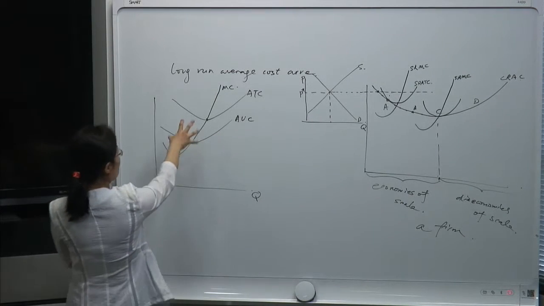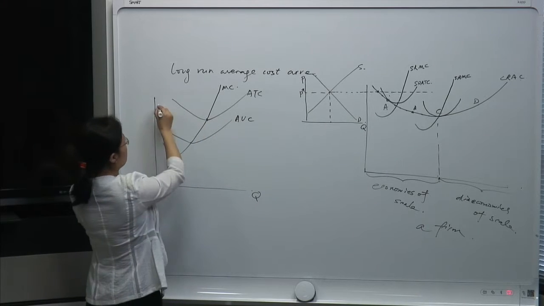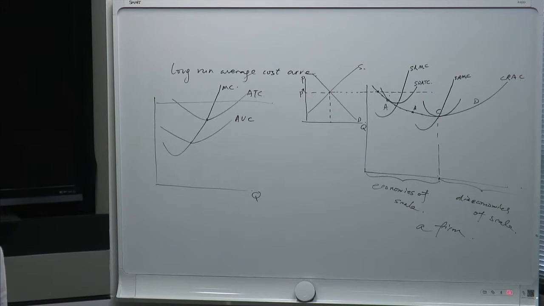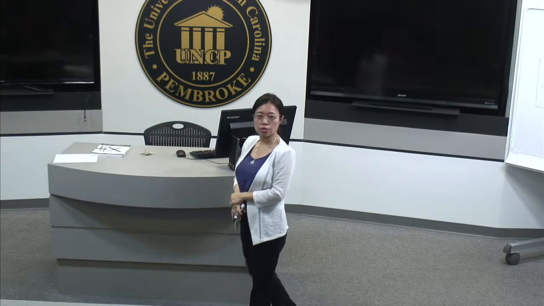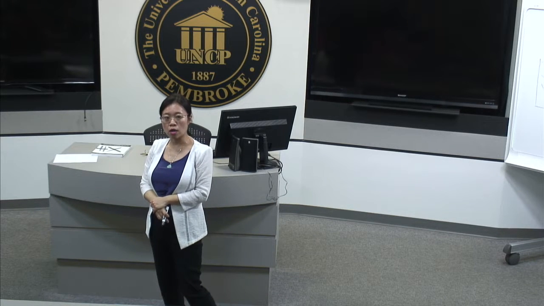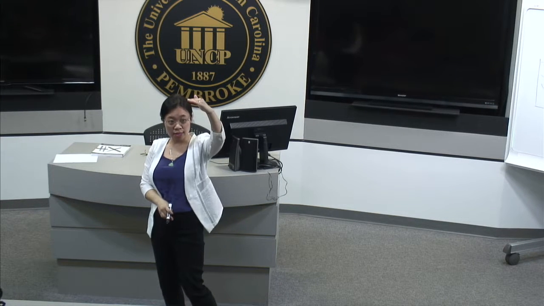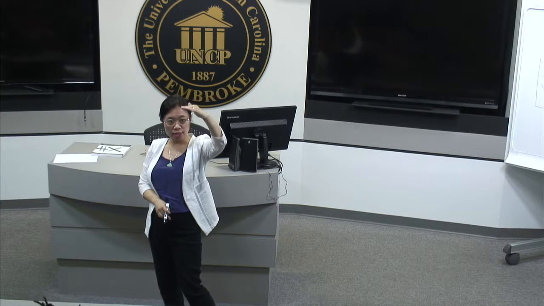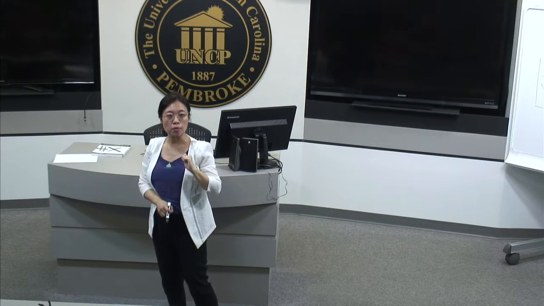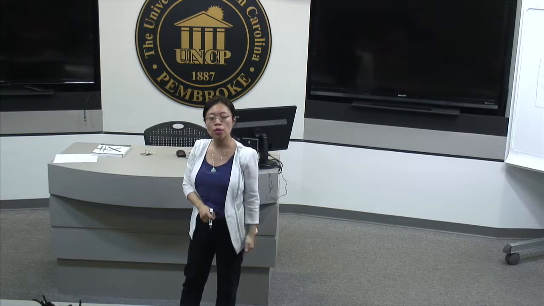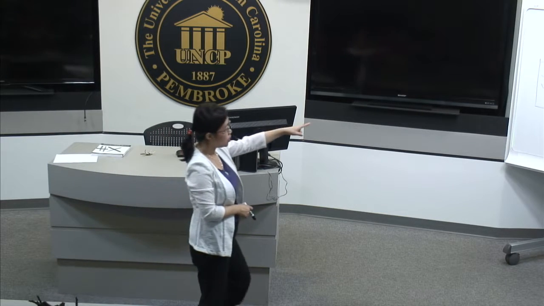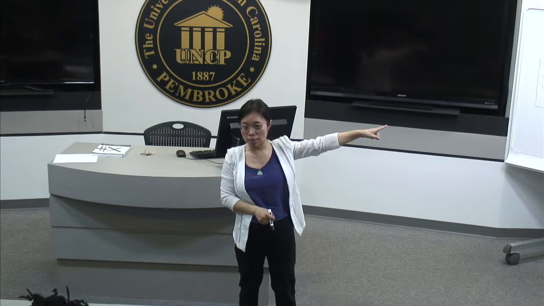If I drop the price way down here, is it positive, negative, or zero? It's negative. But here, the price is higher than the lowest point of ATC, so you're making a positive economic profit. If the price is really, really low, you may make a negative economic profit. So the firm here is making a positive economic profit, right?